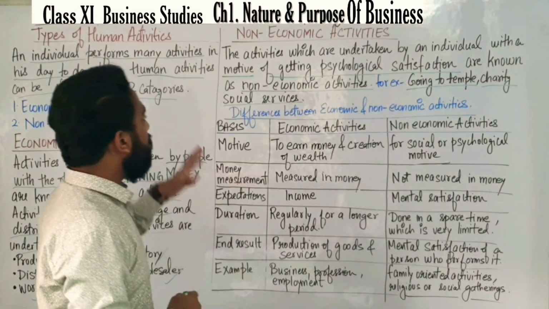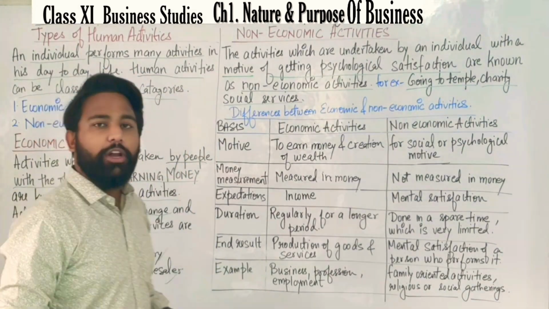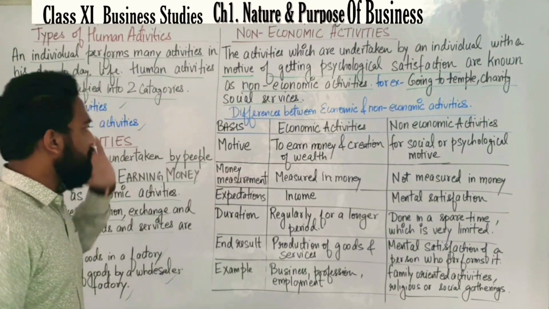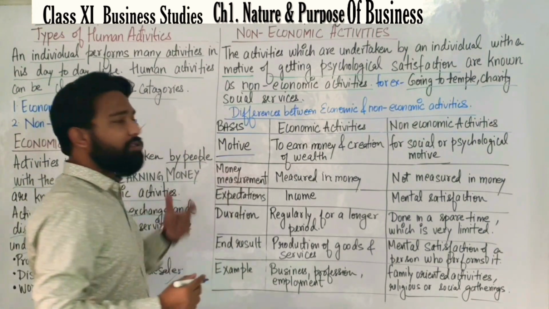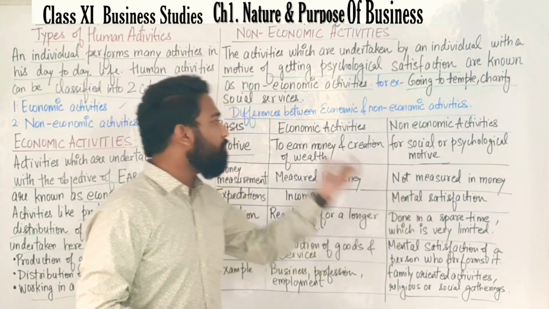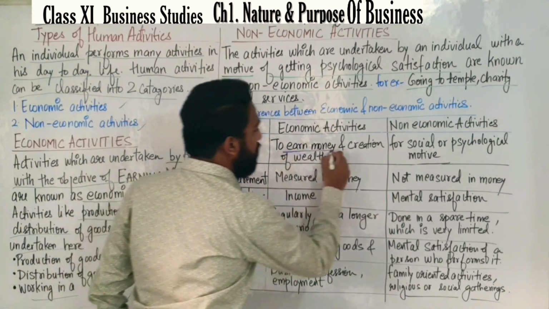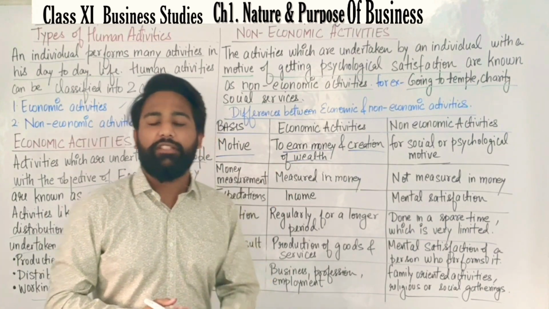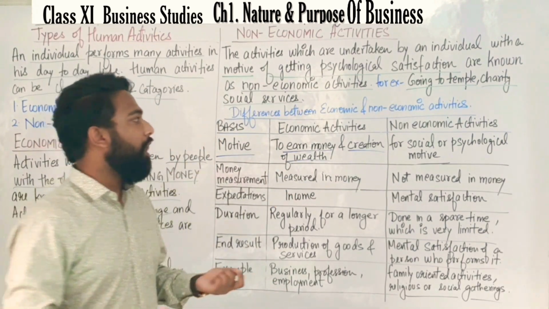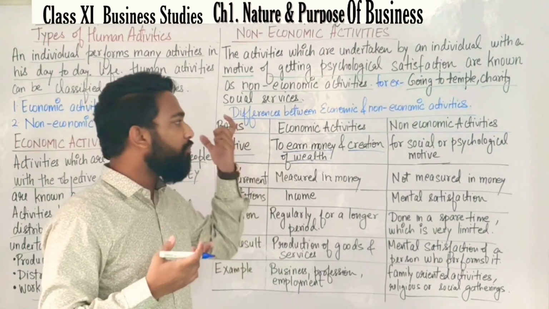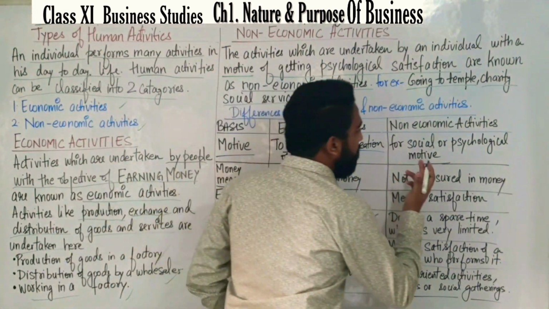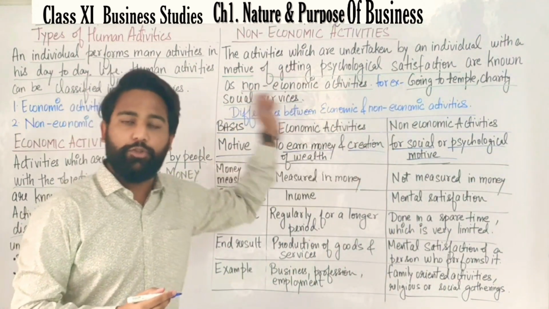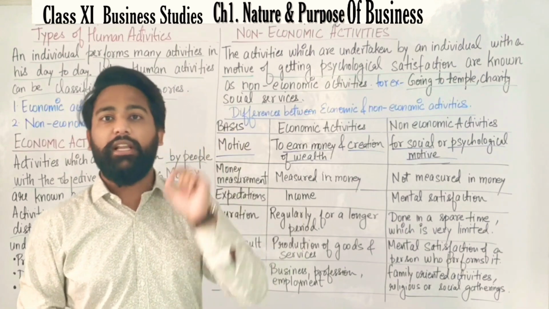Now, what are the differences between economic and non-economic activities? They are very simple. Now, here are the bases. The first basis is motive. What is the motive of economic and non-economic activities? The motive of economic activities is to earn money and creation of wealth. The main motive of economic activities is to earn some money. And what is the motive of non-economic activities? Non-economic activities are for social or psychological motive. We do the non-economic activities for society and for our psychological health.